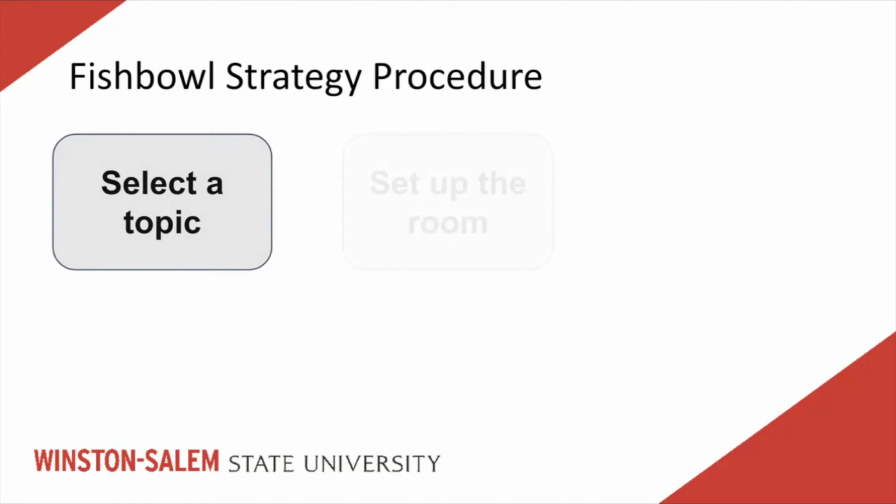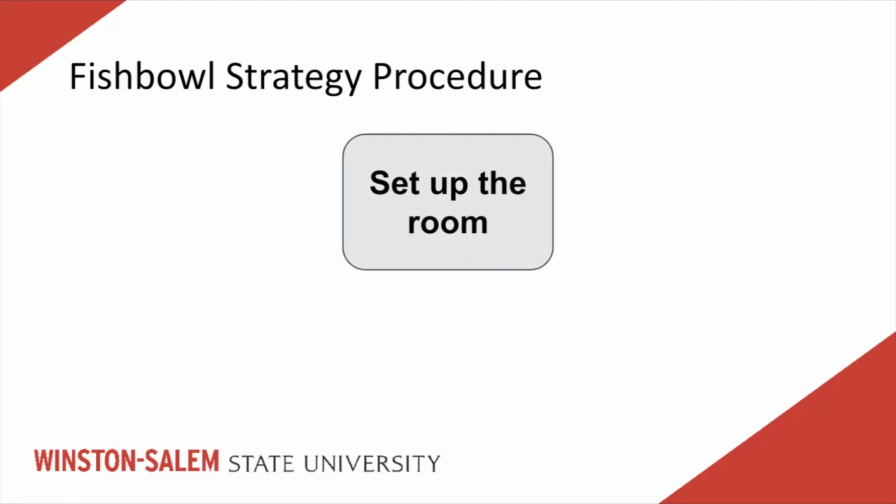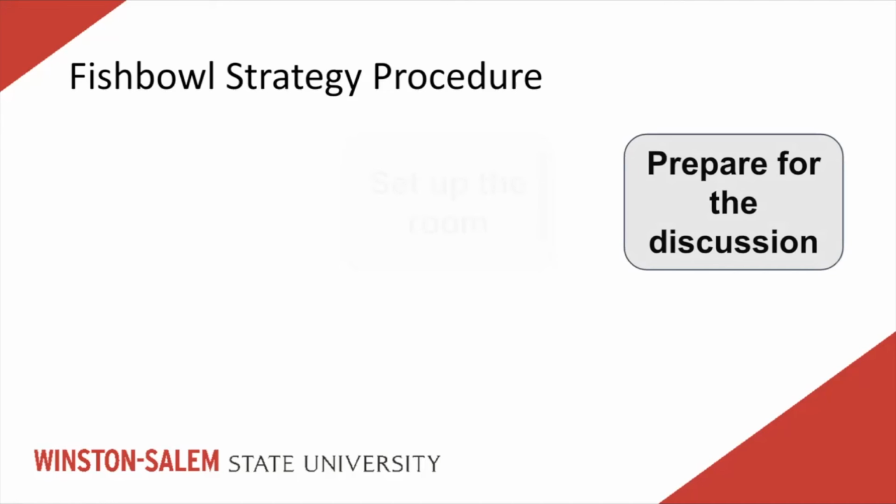Step 2 is to set up the room. A fishbowl discussion requires a circle of chairs, or the fishbowl, and enough room around the circle for the remaining students to observe what is happening in the fishbowl. Only the students in the fishbowl are allowed to talk. After a class demonstration with one fishbowl, there can be several fishbowls organized in the classroom to ensure that all students are engaged.